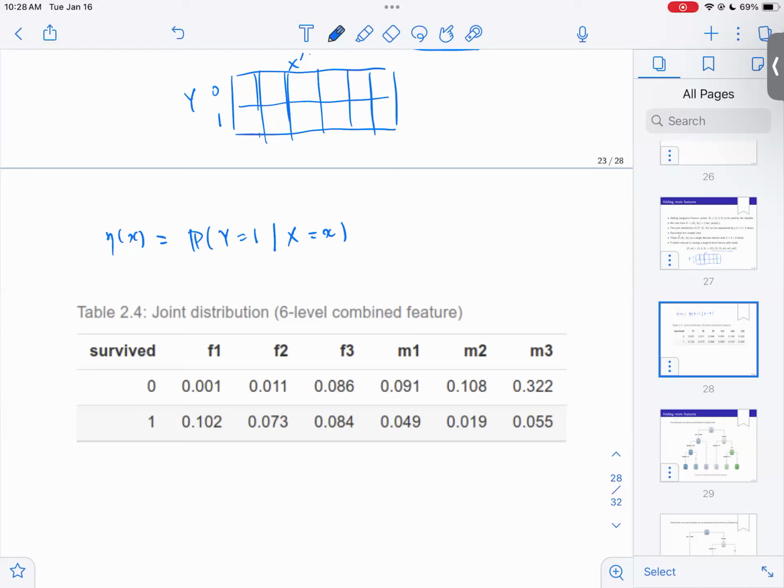Okay. So I want to compute the conditional probability. That would be the probability that y is equal to 1 and x is equal to x, divided by the probability that x is equal to x. So for example, if x is, I don't know, male 2, or maybe male 3, then that's the joint probability of y equal to 1 and this x, divided by the probability that x is equal to this.